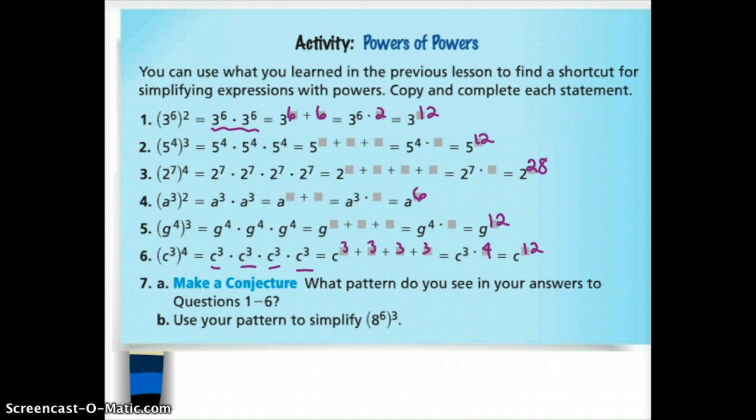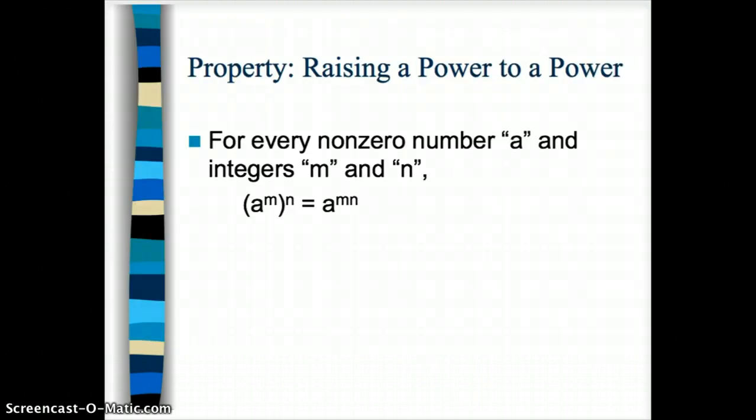I hope you're noticing that you're keeping that base the same, but this time when you're taking a power to a power, the shortcut, instead of writing it all out, is that you can just multiply those two exponents. So if we're trying to simplify 8 to the 6th, that whole thing to the third, our shortcut can just be 8 to the 6 times 3, which is going to give us 8 to the 18th. You may have started to formalize your rule, and here it is. For every non-zero number a, and integers m and n, a to the m, the whole quantity, to the nth power equals a to the m times n.